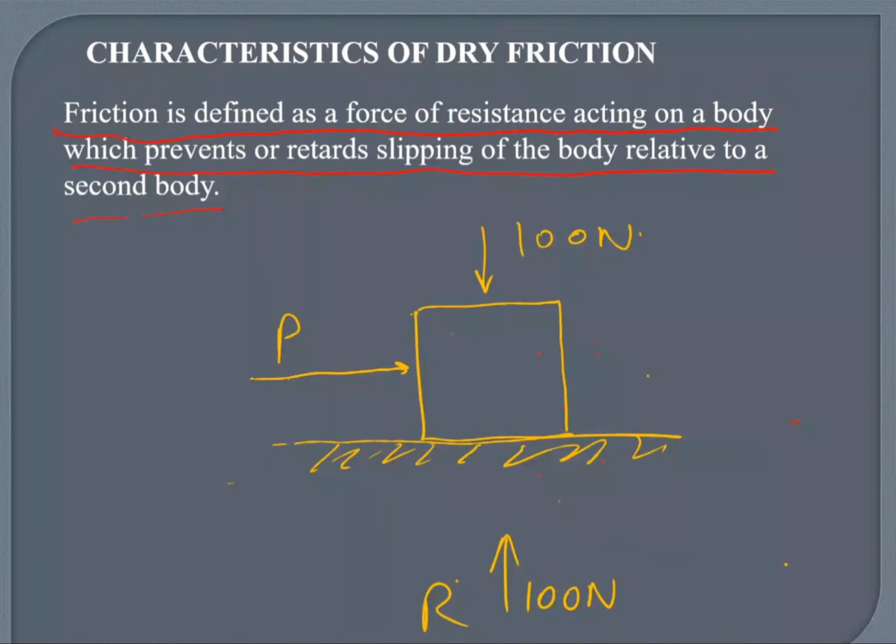So if P is 1 Newton, my friction is 1 Newton if the object is not moving. Okay, so I'm assuming the object doesn't move. Okay, so if I increase to 10 Newton, what will be my friction? 10 Newton.